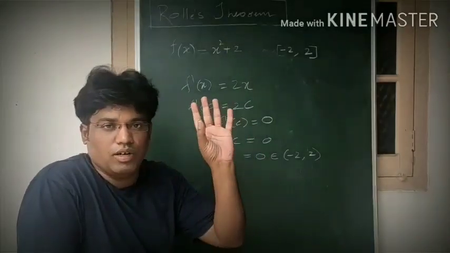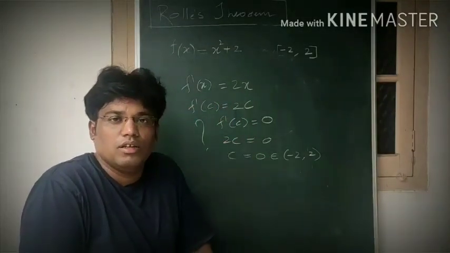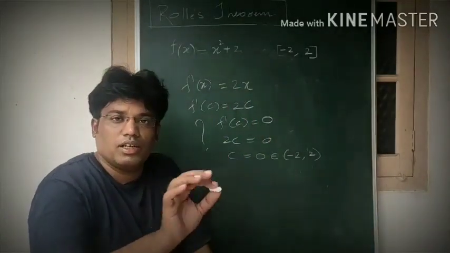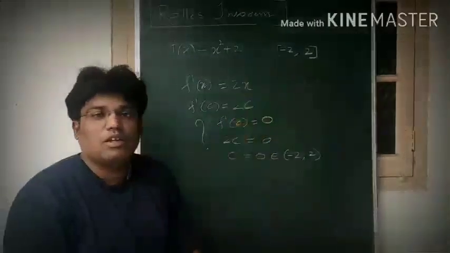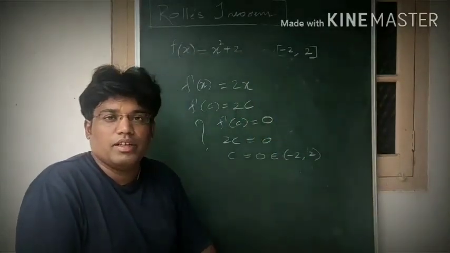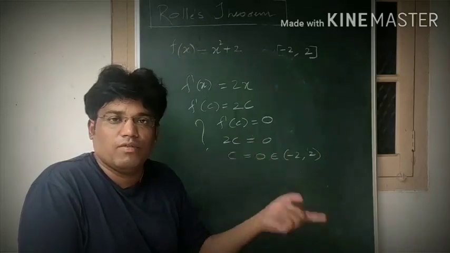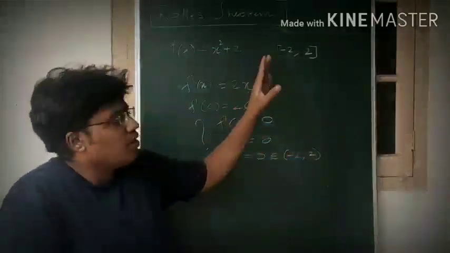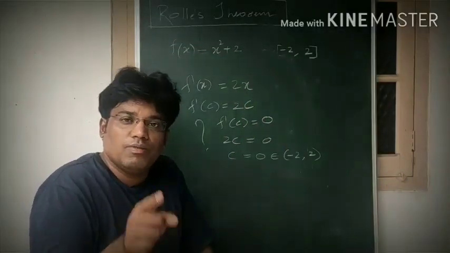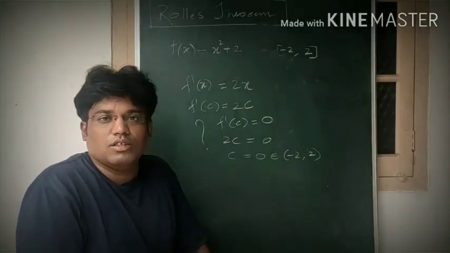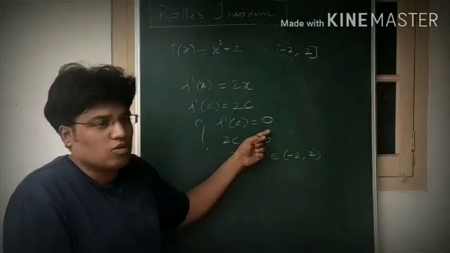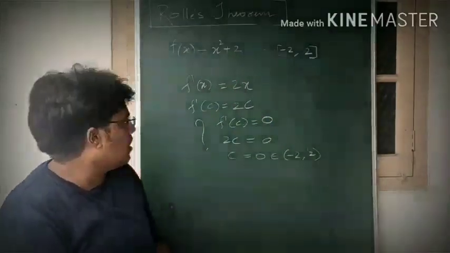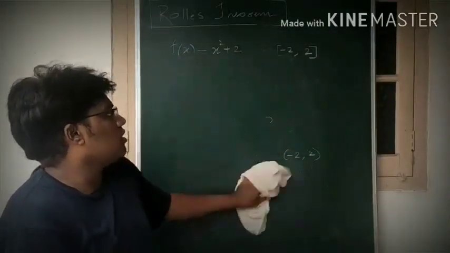First look at the problem. As the given function is a polynomial, I have considered it continuous in the closed interval and differentiable in the open interval. Next I verified whether f of a is equal to f of b or not. Definitely it is satisfied. Then there exists some value c such that f dash of c is equal to 0. I have taken that and got the c value. And let's now discuss geometrically. Let's have a discussion on this.